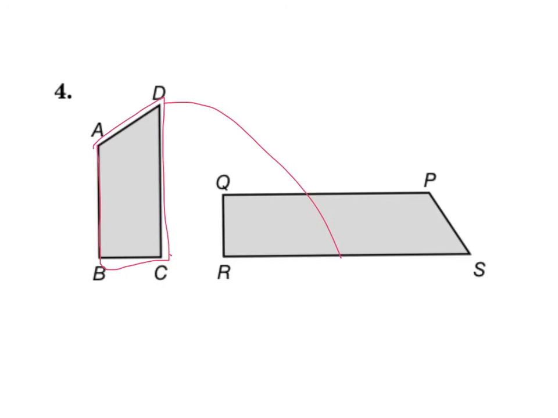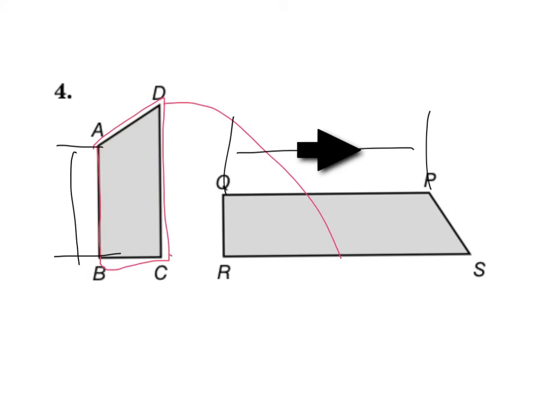The difference here is you can see A to B and Q to P. Those aren't the same length. Those aren't the same length. I think that's very obvious. So these two are not congruent. And you would say that they're not congruent because they're not the same length.